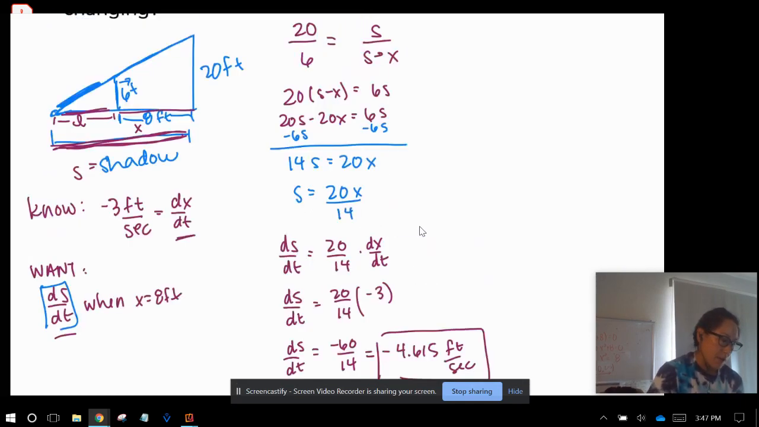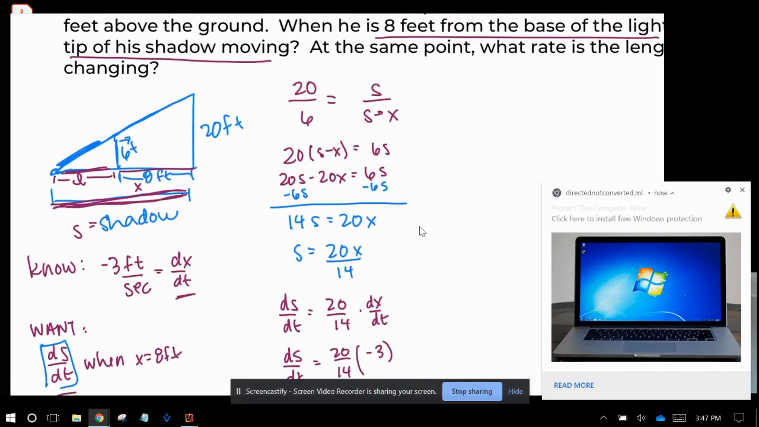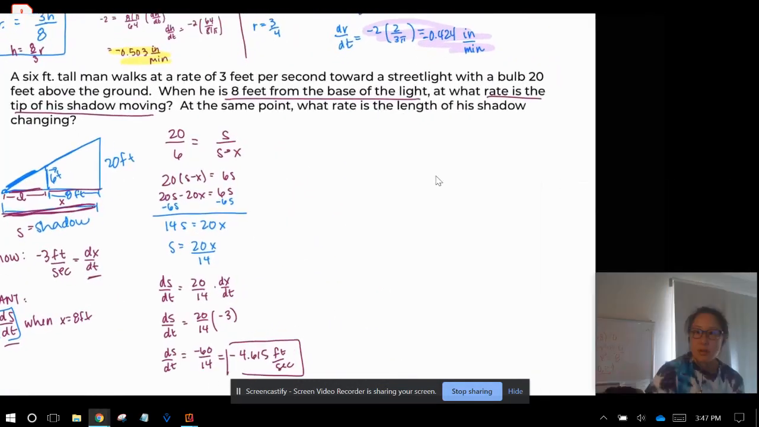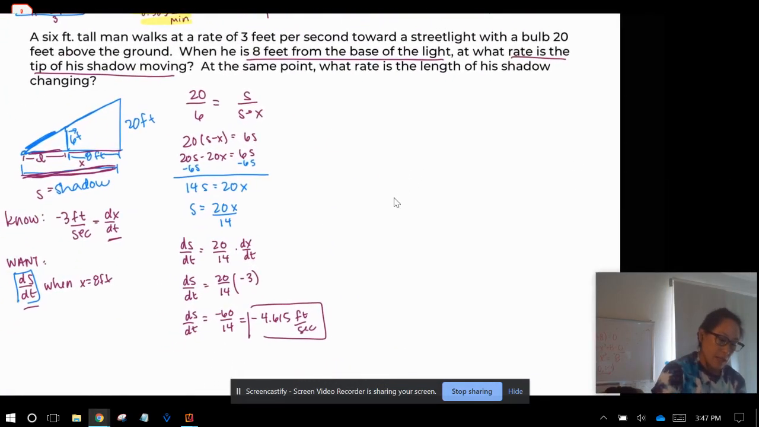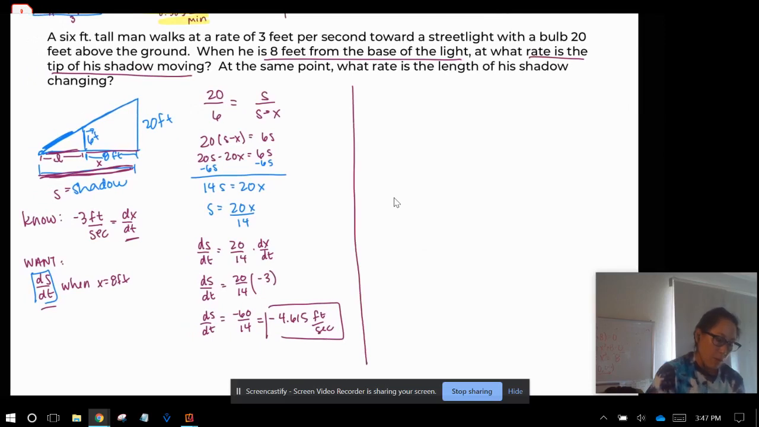Okay, second part of the question is, what is the length of the shadow at the same point? What rate is the length of the shadow changing? So in this case, we want to know just the length of the shadow. Just the length of the shadow. Okay.